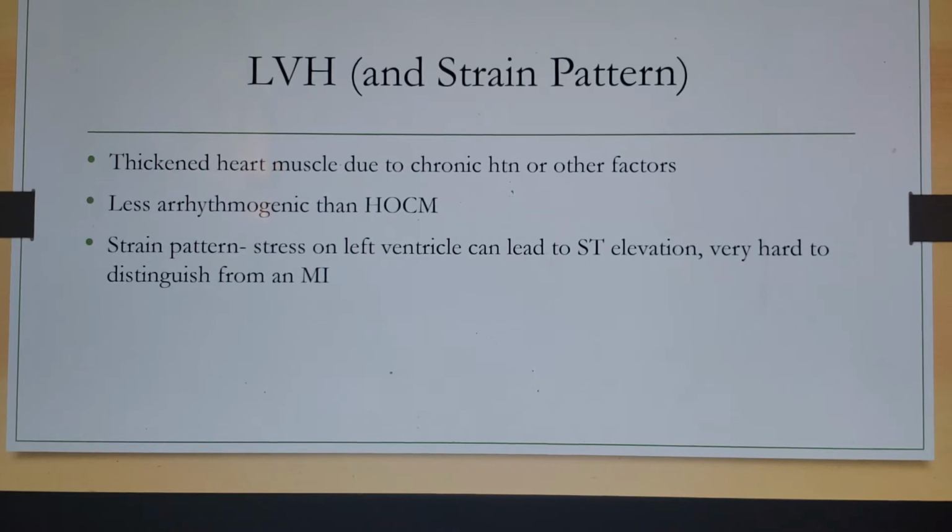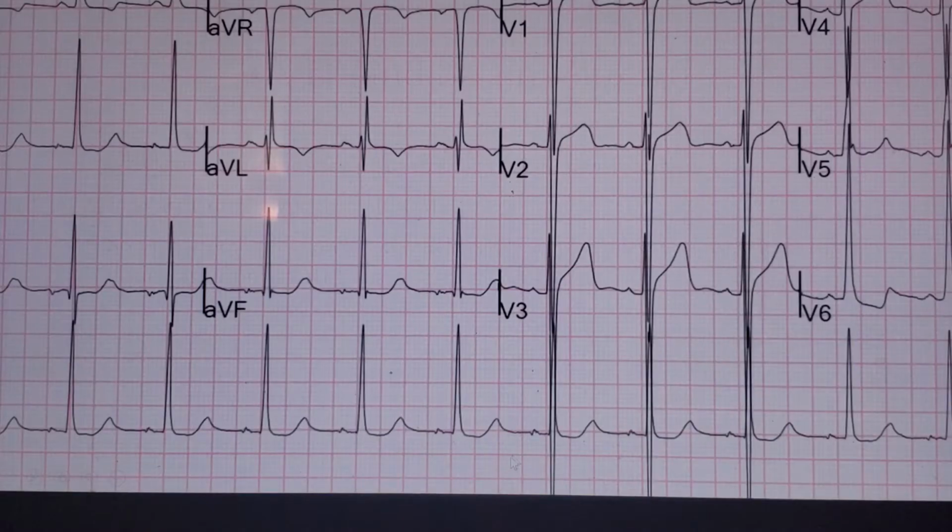And so basically they get what's called a strain pattern, which means stress on the left ventricle can lead to an ST elevation, which is really, really hard to distinguish from a true MI. And see what I mean here? So they've got QRSs that touch each other. So you know you've got a big, thick ventricle. And then see how that's, especially in V3, V4, V2, quite a bit too. This is your baseline, so those look like true ST elevations there. That's very difficult sometimes to determine from a true MI there.